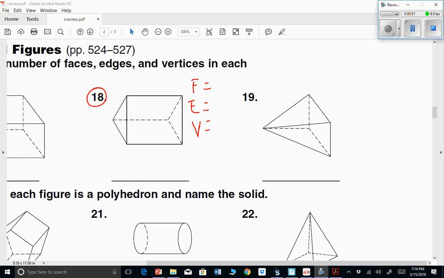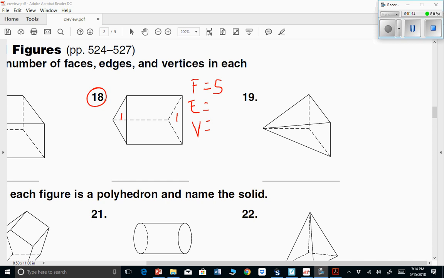The first question is how many faces? With a prism, I would count the base and the other base. And then however many sides that base has, that's how many more faces there are going to be. So we've got two bases and then three rectangles that join those two bases. So that makes 5 faces altogether.